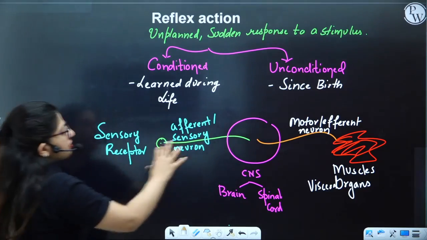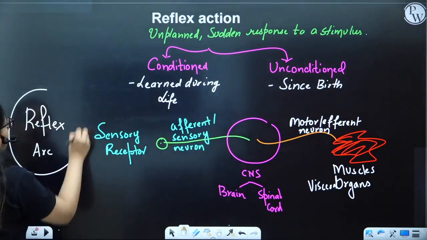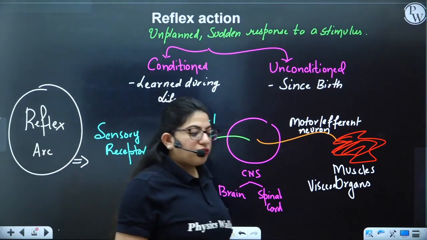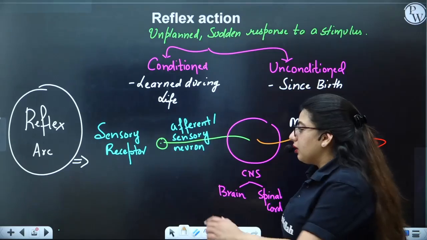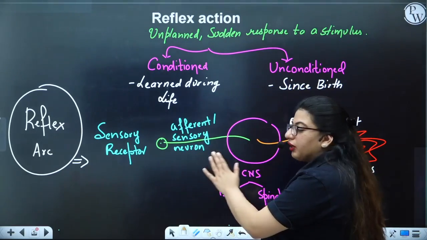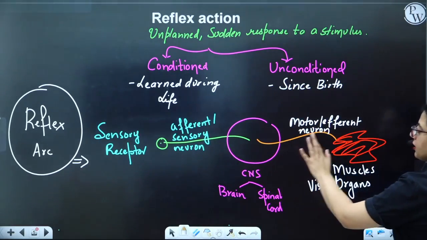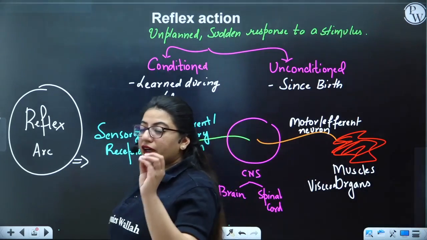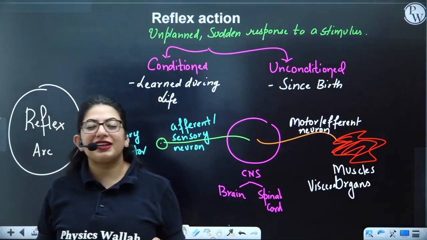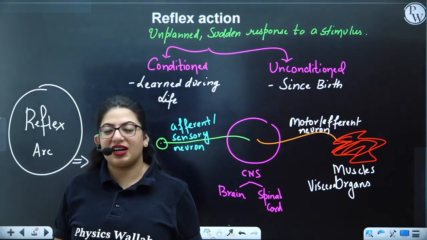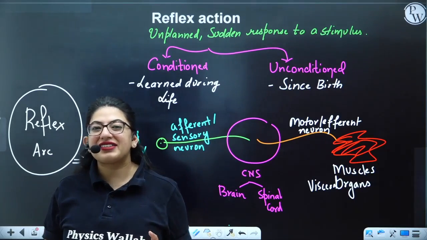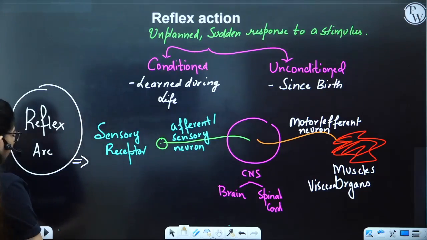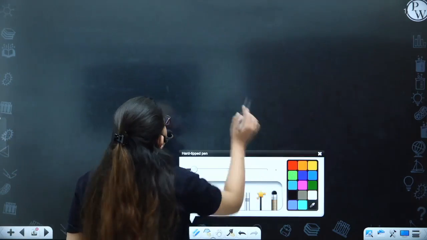So this entire structure that is formed, you call it a reflex arc. So in the reflex arc, what do we have? The sensory receptor attached to a sensory neuron giving information to the CNS, and from the CNS through a motor neuron, the information is sent to the muscle or the organ. The very good example of this reflex action given in your NCERT is the knee jerk reflex. So let's talk about the knee jerk reflex.